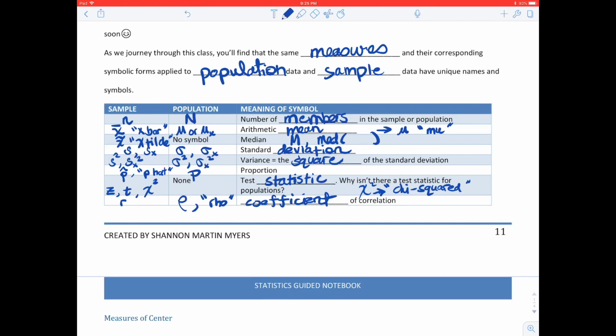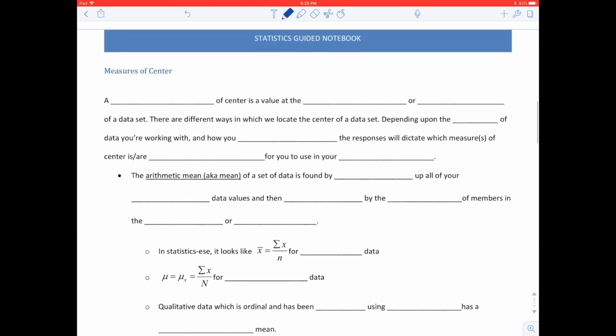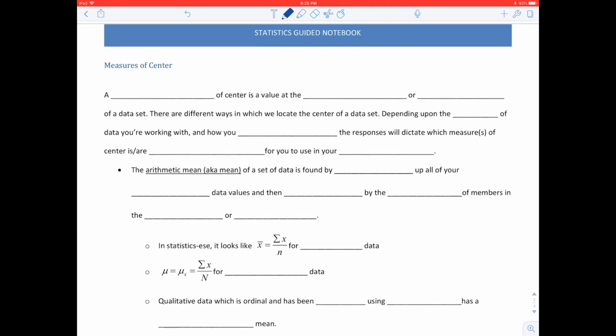Cool? So now we're in this section, we're mostly dealing with these three, but then the other ones will be coming along soon, so stay tuned. I don't want you to be disappointed. Let's get to measures of center.